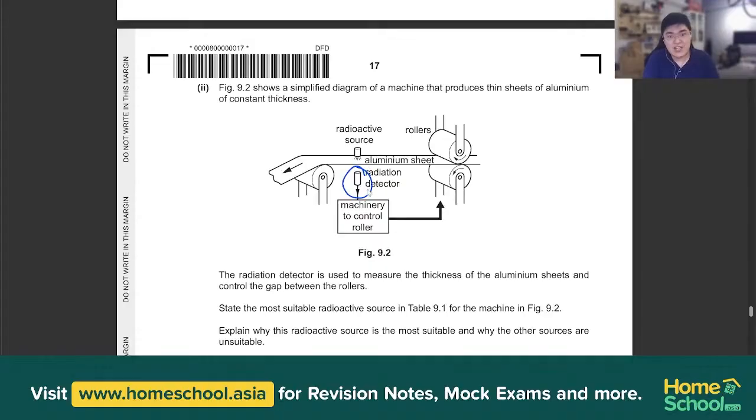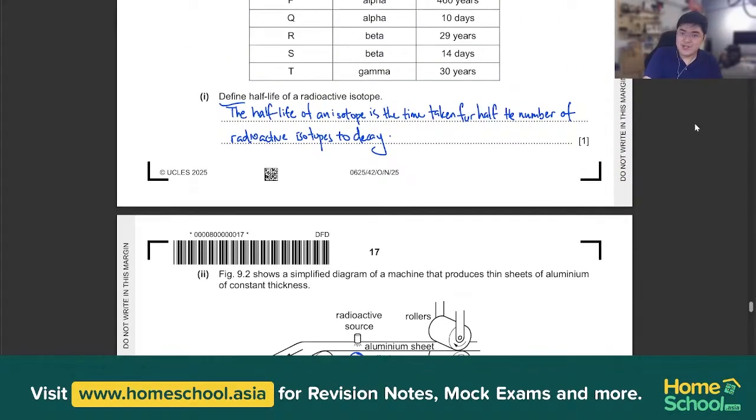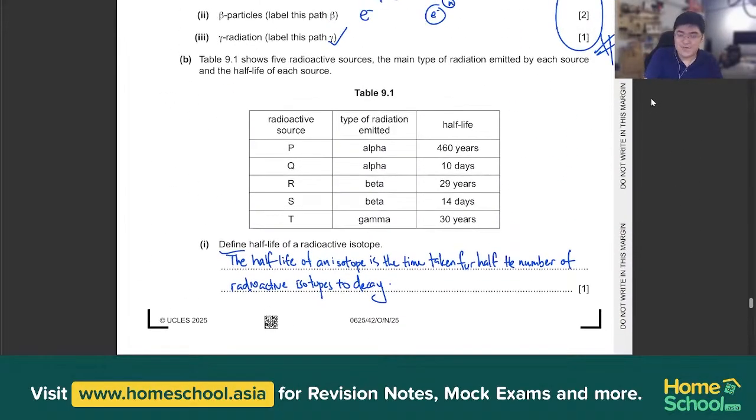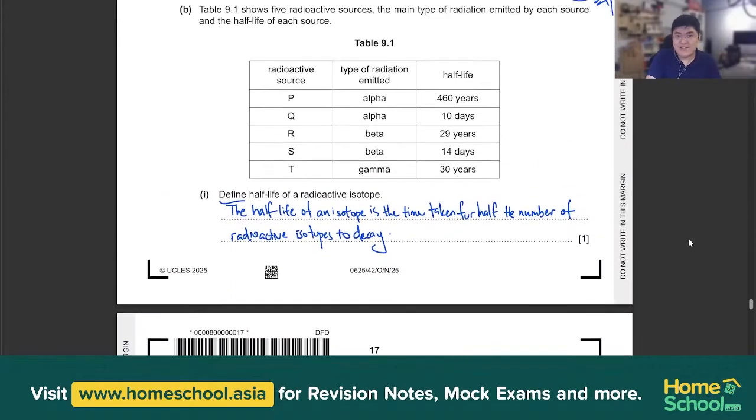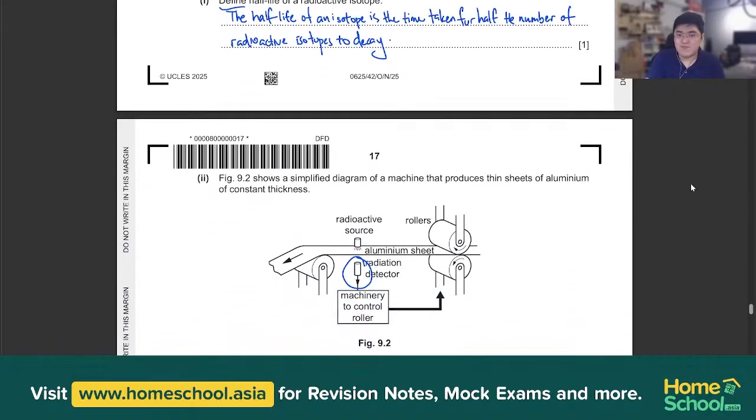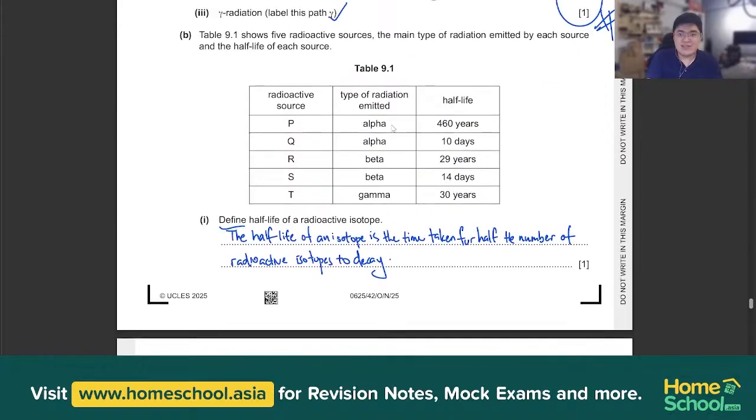And if the radiation detector detects too much radiation, the rollers will open a bit wider to make the sheet thicker. So for this question, it's pretty much very straightforward that you want to use beta radiation, because alpha radiation, as you can see here, can be blocked by a thin sheet of paper, much less an aluminium sheet. So this pretty much eliminates all the alpha radiation.